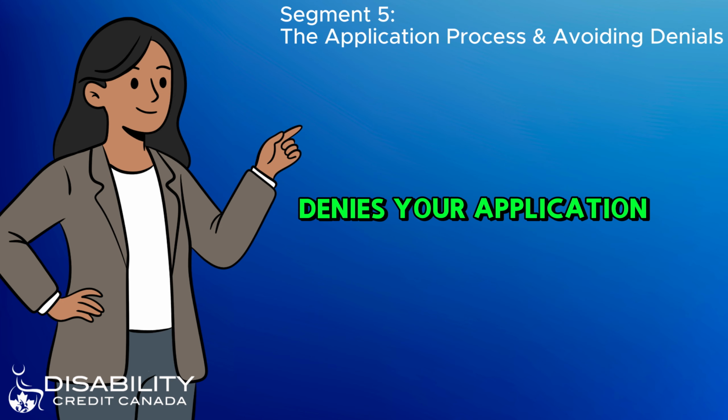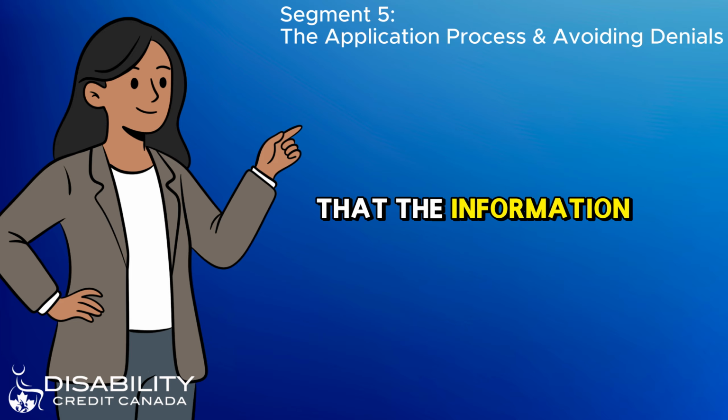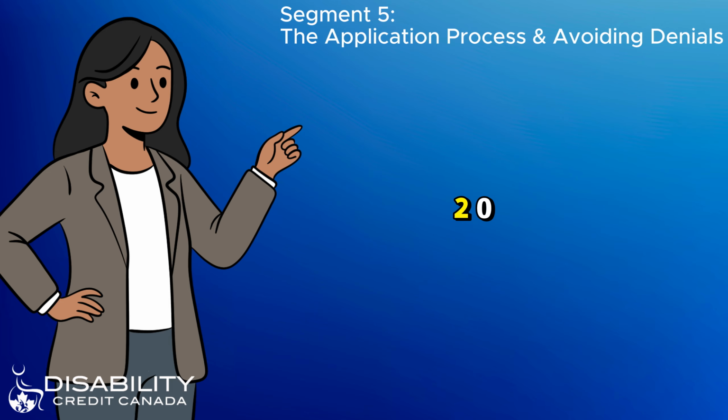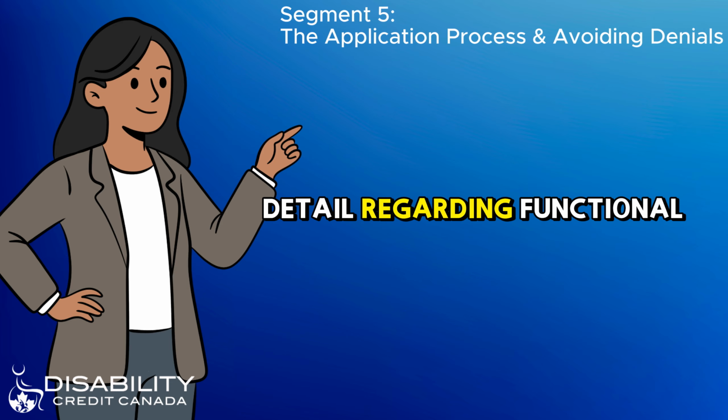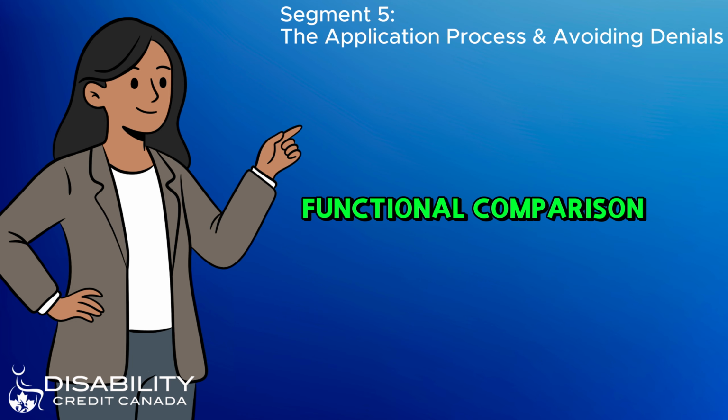If the CRA denies your application, it can be deeply frustrating, but a denial does not necessarily mean your child does not qualify. In many cases, it simply reflects that the information provided in Form T-2201 was incomplete or lacked sufficient detail regarding functional limitations. One of the most common reasons for a child's application being denied is a lack of age-based functional comparison.